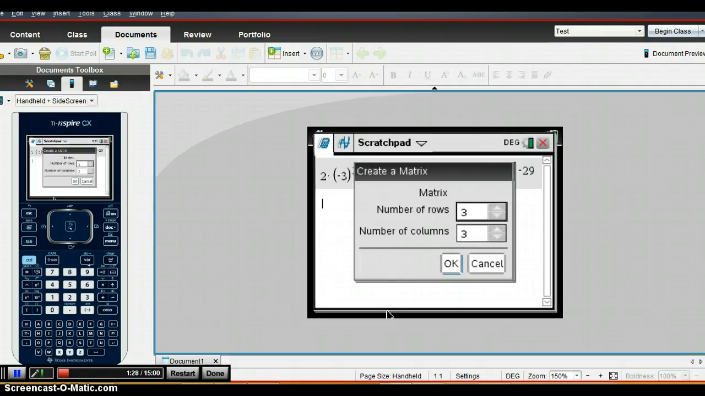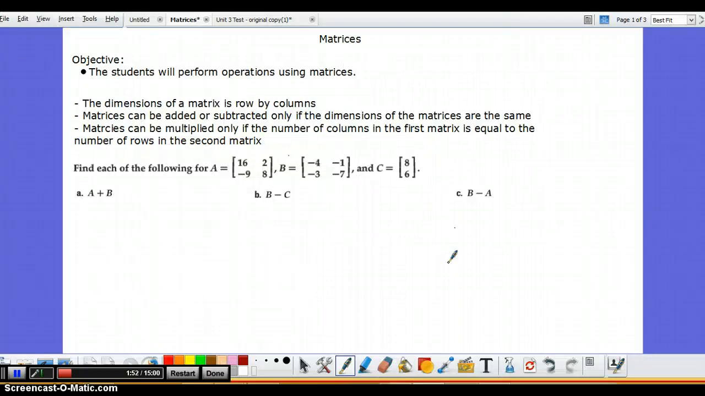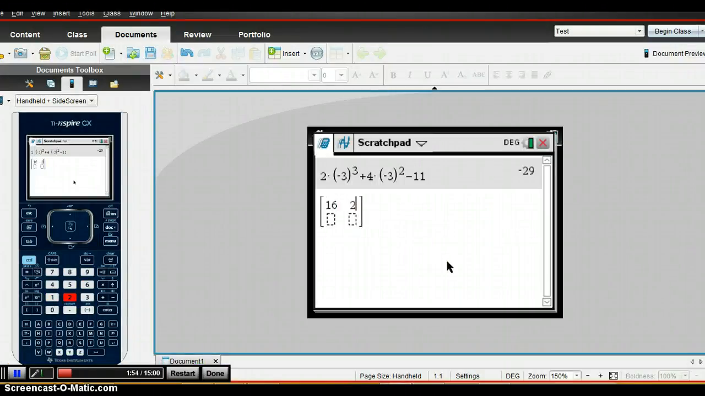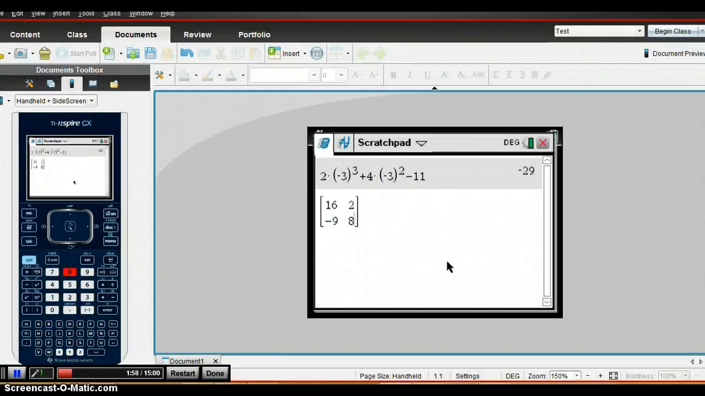Okay, so when I hit that, it's going to ask me how many rows, how many columns. Well, right now I have a 2 by 2. Use these arrows here, increase the 2, 2, okay, and then I'm going to put in what they have. So 16, 2, they have -9 here and 8 here.